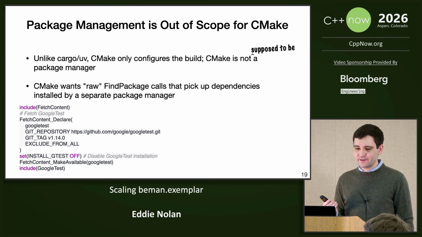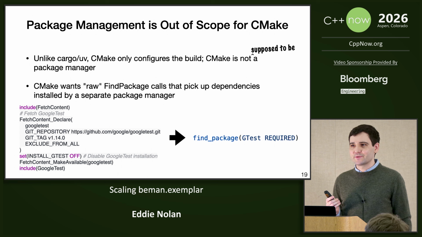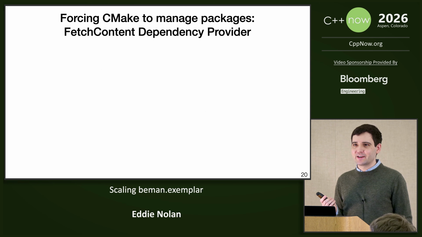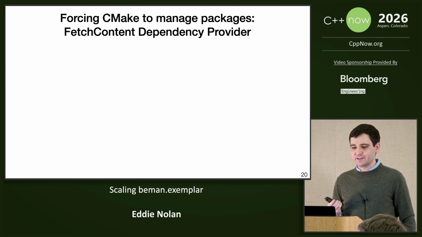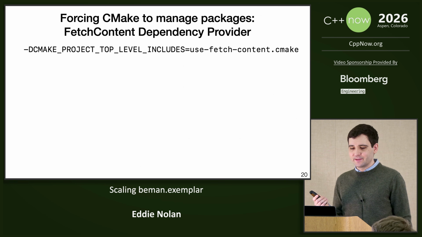And so what we did in the Beman project was we took all of our calls to FetchContent and replaced these with find_package calls. Although the FetchContent workflow is sort of incorrect for various reasons, it's very convenient. And so we do support kind of forcing CMake to manage packages anyway, and we have this FetchContent dependency provider. The way that users include that is they just specify CMAKE_PROJECT_TOP_LEVEL_INCLUDES equals UseFetchContent.cmake, which comes from the infra directory.